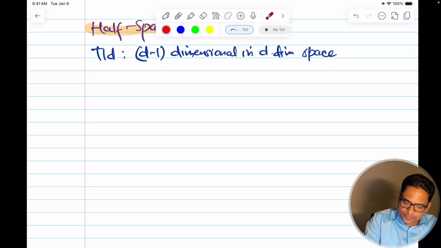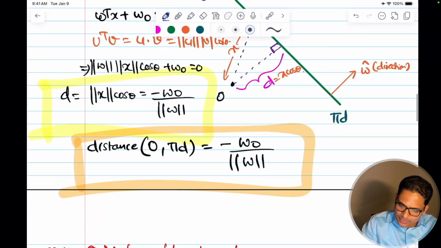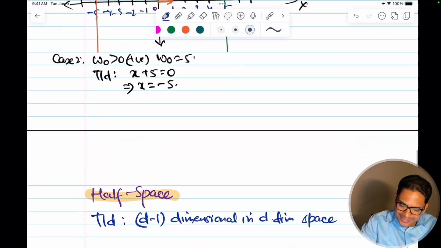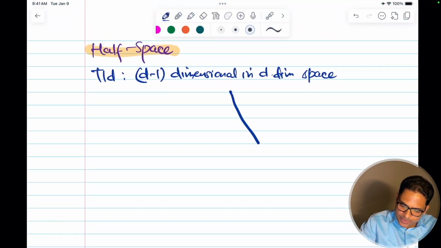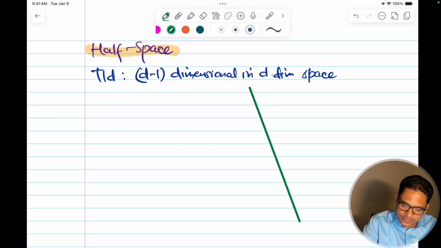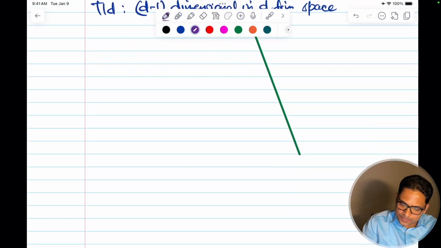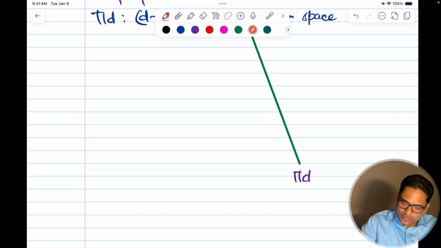So let's draw the hyperplane again. Let me copy this hyperplane, or let me draw one again. So this is your hyperplane. Let me draw a green one. This is your hyperplane. This is your pi d. This is the direction of unit vector. This is your origin. Okay, and again, say for example, there is a point x1 here.